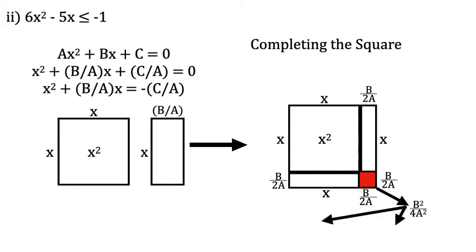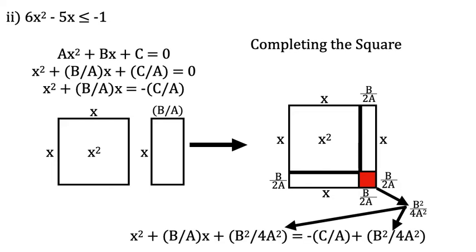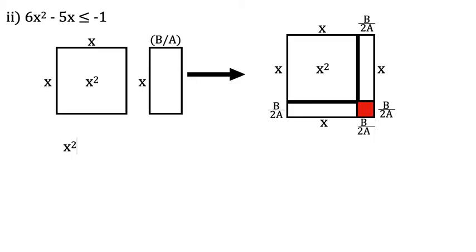We could introduce this into our equation by adding it to both sides of the equation, such that we would get x squared plus b over a x plus b squared over 4a squared equals negative c over a plus b squared over 4a squared. We could then follow up with basic algebra.